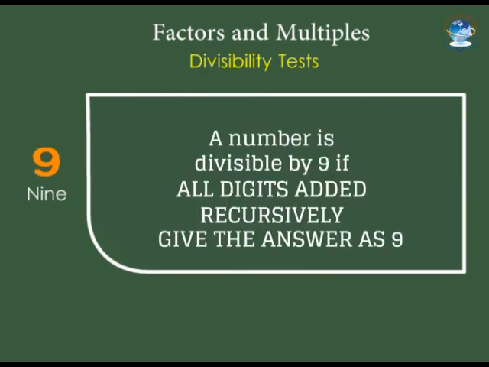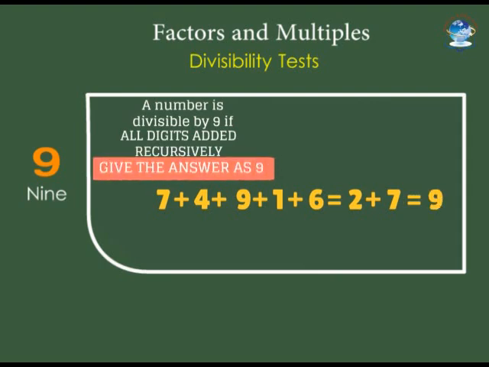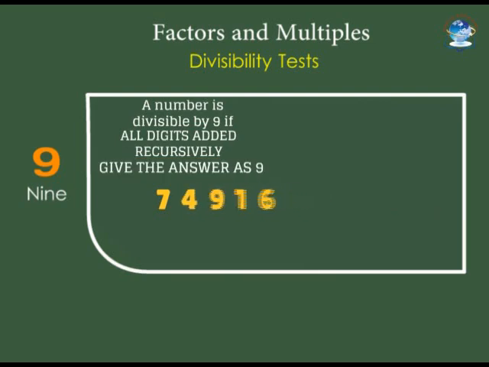A number is divisible by 9 if all the digits added recursively give the answer as 9. Take 74,916 for instance. The sum of its digits is 27. Now add 2 and 7 and you get 9. And so 74,916 is divisible by 9.